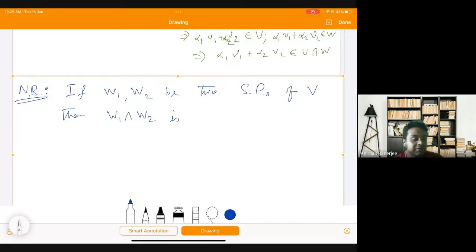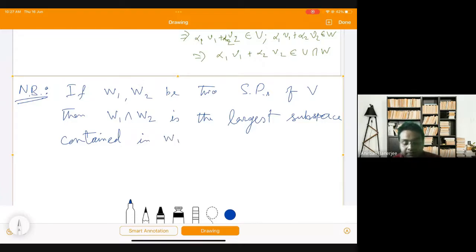I write it down, then you read this and tell me if you have any problem understanding the statement. Then this is the largest subspace contained in W1 and W2 both. So V can have many subspaces.